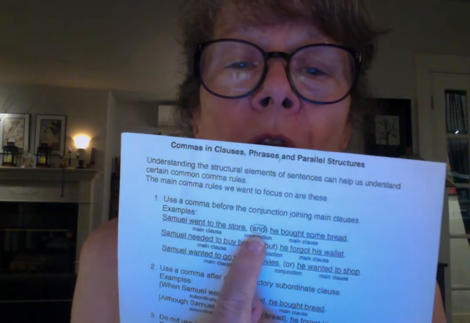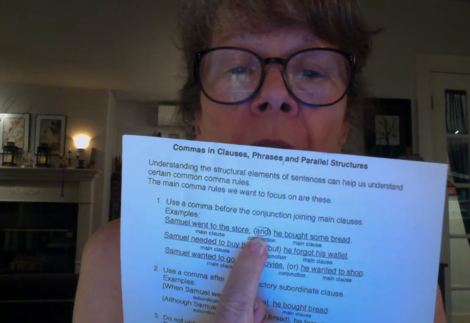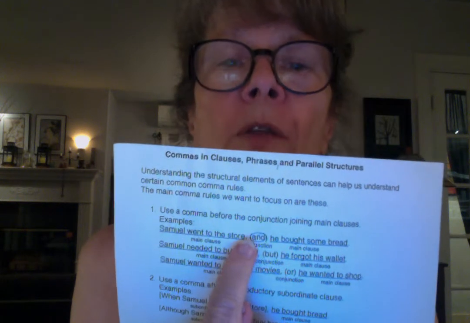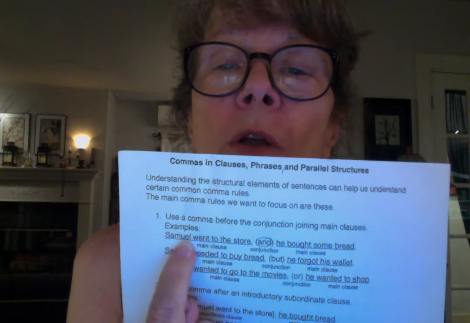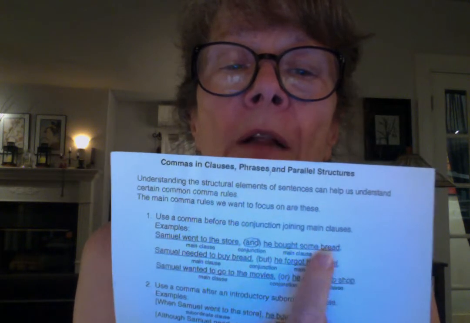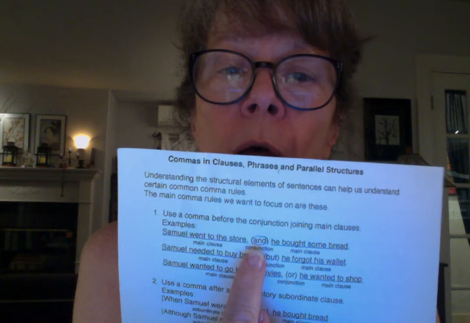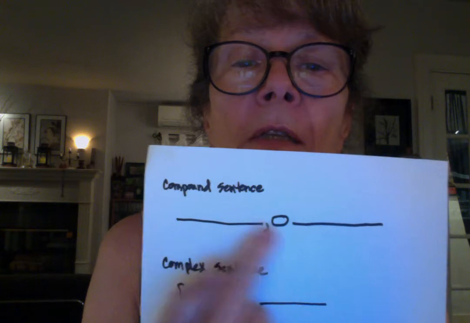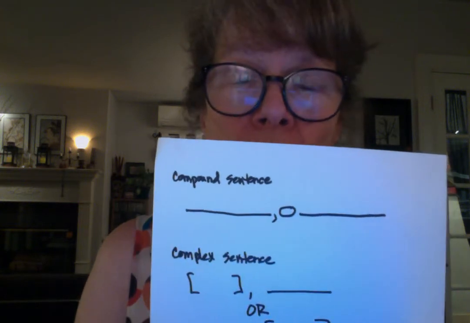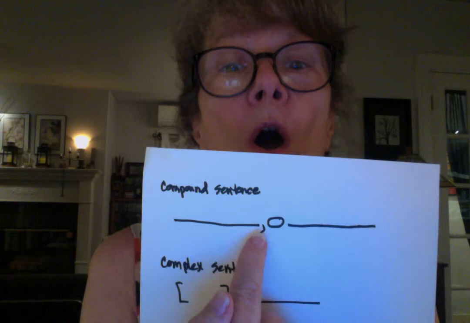So we have 2 main clauses joined together by the coordinating conjunction and. And on your handout, you can just make the parentheses around the and into a little oval. I didn't know how to do that when I made this handout. So look, we have a main clause and a main clause joined together by a coordinating conjunction. That's this: main clause, joined together by a coordinating conjunction. When we do that, we always put a comma there. Okay, that's one major comma rule.